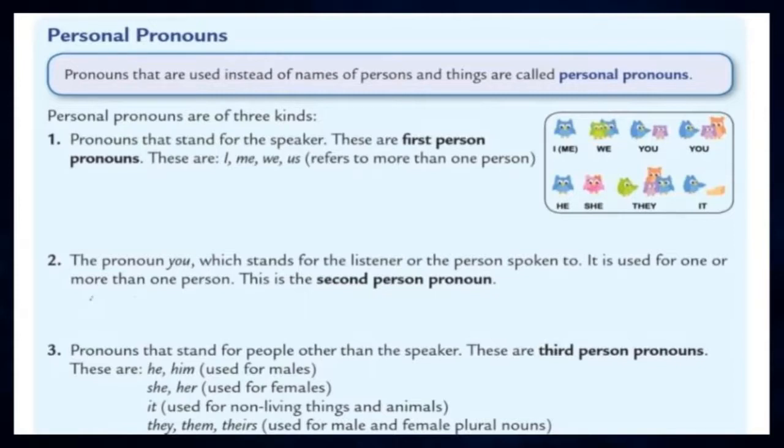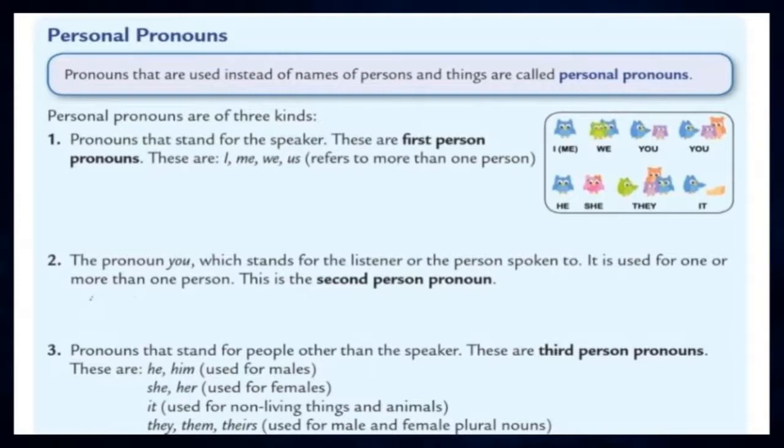Let's move to the third one, that is third person pronouns. It stands for people other than the speaker. Okay, it stands for the people other than the speaker. Look here, it belongs to the person being talked about. What do you mean by third person pronoun? It belongs to the person or the people being talked about.